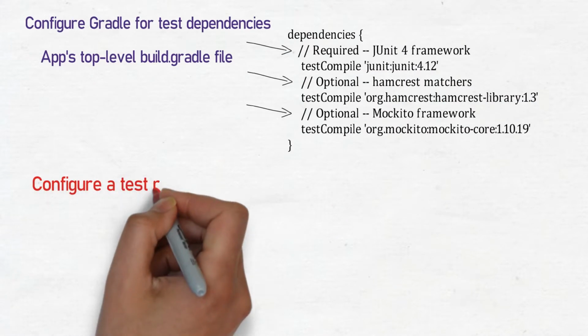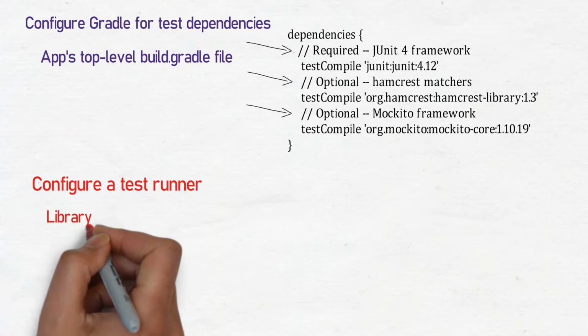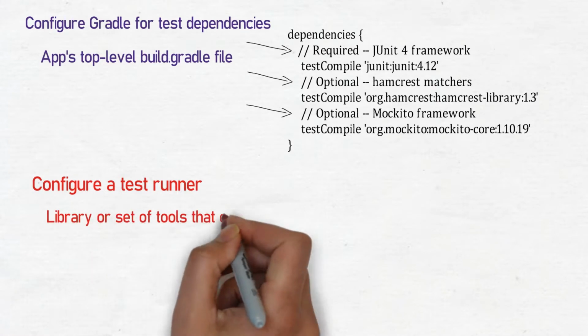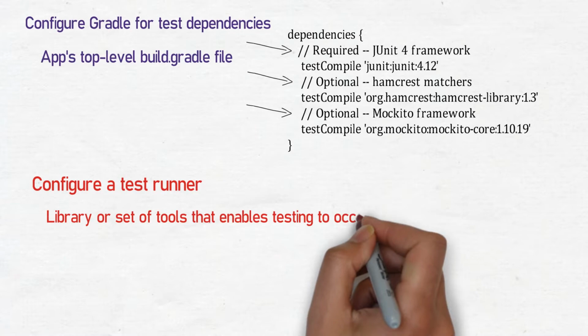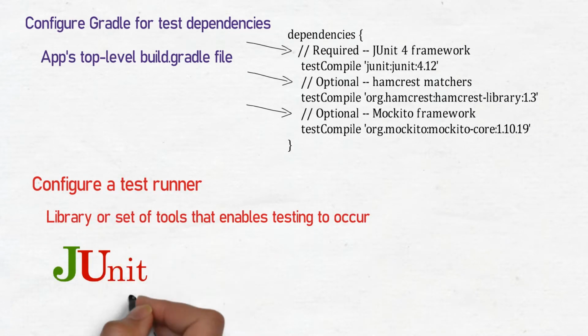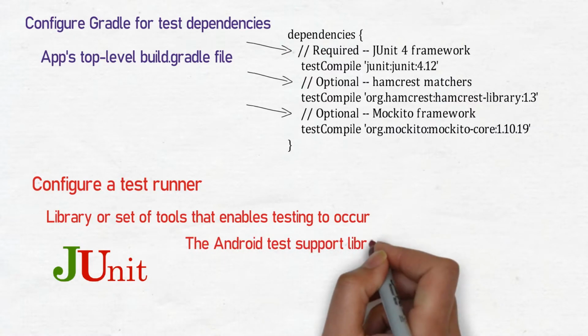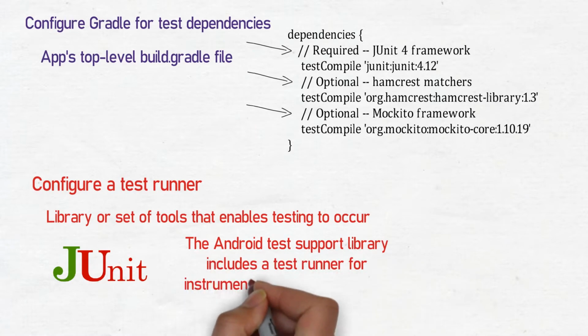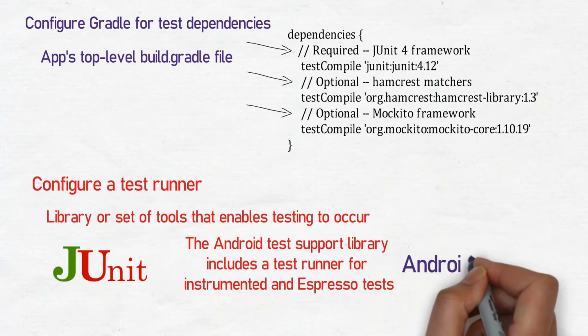A test runner is a library or set of tools that enables testing to occur and the results to be printed to a log. Your Android project has access to a basic JUnit test runner as part of the JUnit 4 APIs. The Android test support library includes a test runner for instrumented and espresso tests, Android JUnit runner, which also supports JUnit 3 and 4.